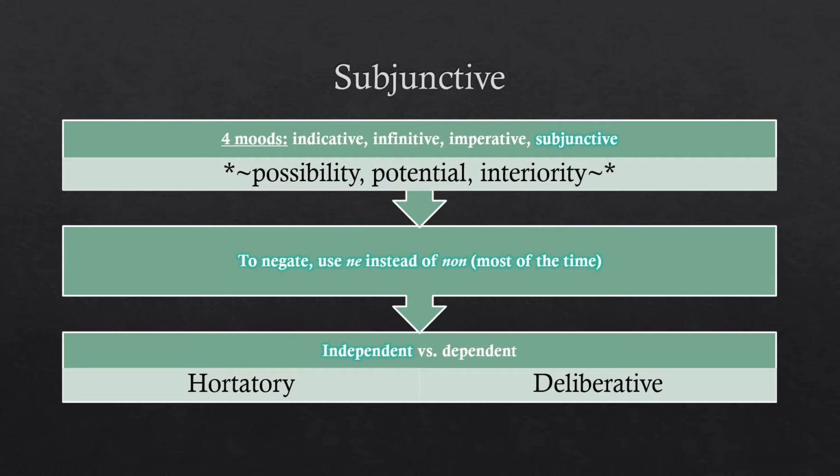In general, the subjunctive mood is used to express ideas that are possible, potential, or that represent a speaker's thoughts, feelings, desires. To negate any verbs in the subjunctive, most of the time you use the particle ne instead of non. There are many uses of the subjunctive, which are divided into independent uses and dependent uses. Today we'll learn 2 independent uses of the subjunctive, which means that the main verb of the sentence is in the subjunctive mood. These 2 uses are the hortatory subjunctive and the deliberative subjunctive.